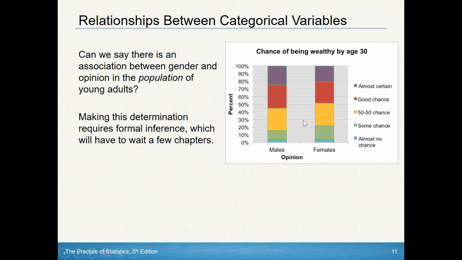Now, we're not necessarily coming in and saying that there's definitively no association, but what we are saying is that based on this preliminary analysis, there doesn't appear to be an association. We'll get more formal with that analysis later on in the course.